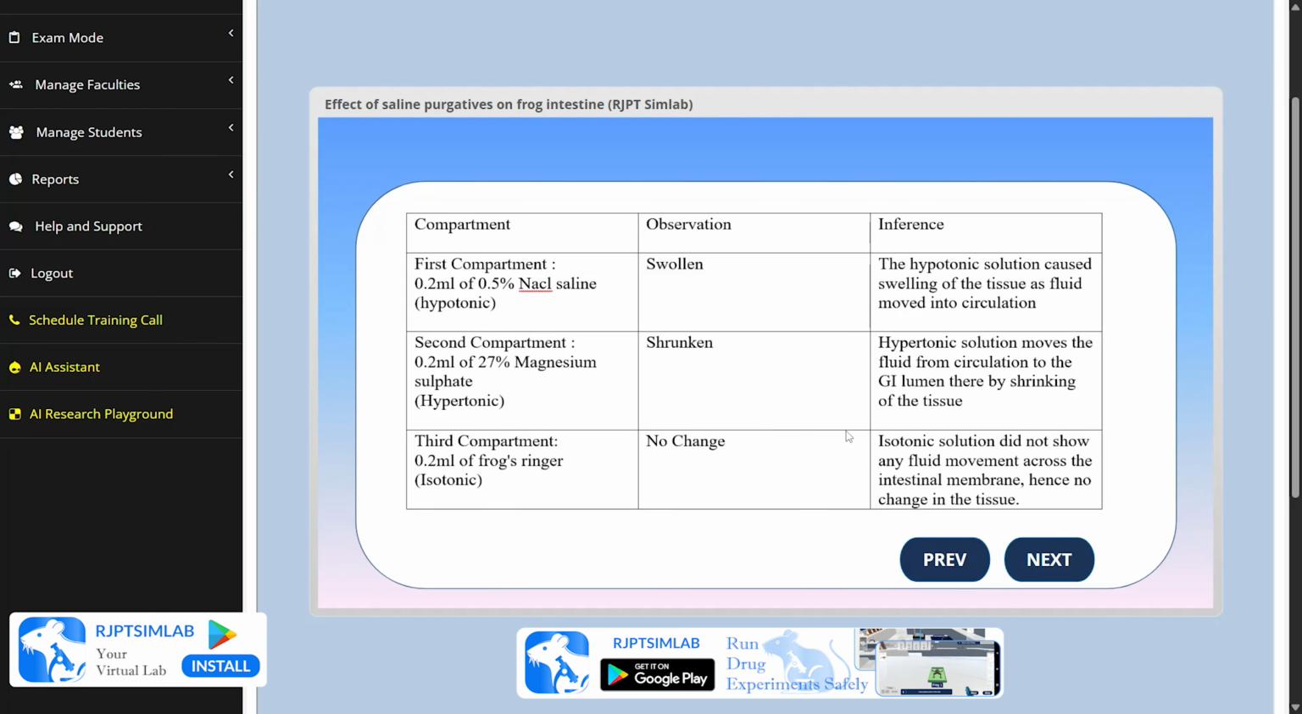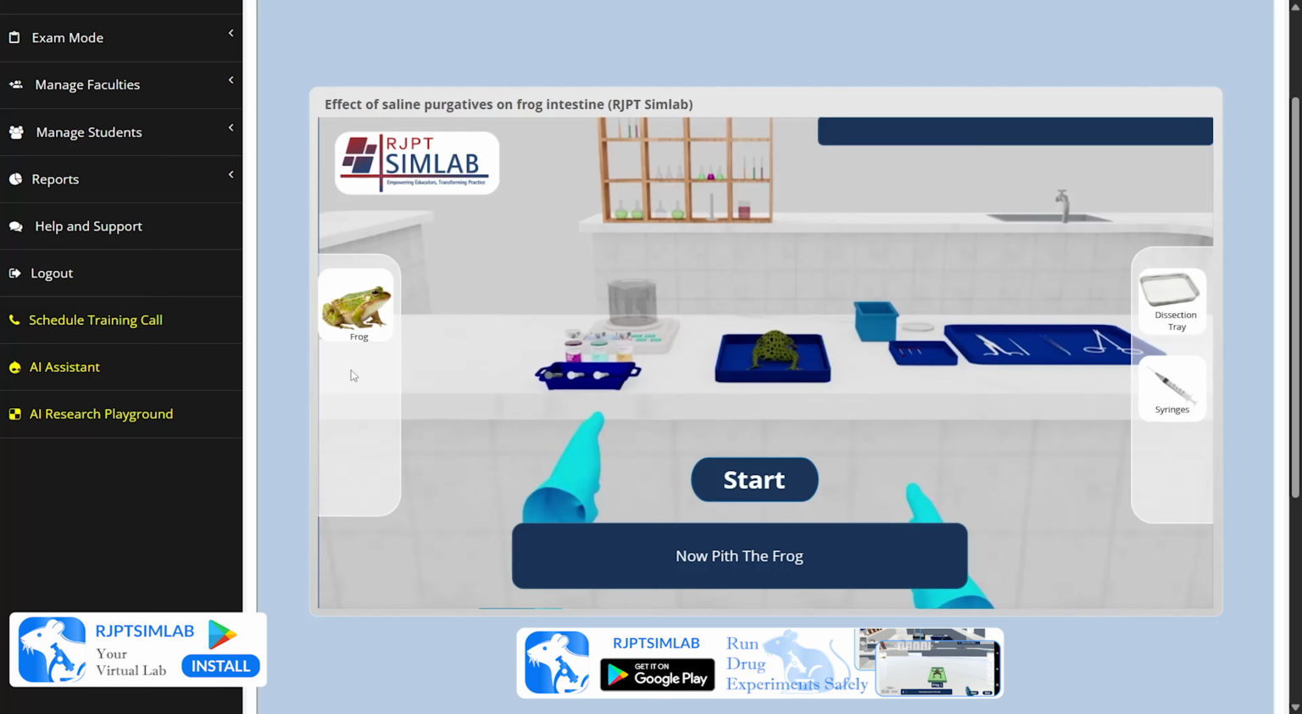This is the observation table of this experiment. We will discuss it later while performing the experiment. So now, let us perform the experiment. This is the RJPT Simlab simulatory laboratory. On the left side of the toolbar, we can see our animal frog, which we will dissect and open. On the right side of the toolbar, we will see the dissection tray and syringes. The dissection tray is needed for the placement of the frog, and with the help of the syringe, we will inject our purgative drugs. And on the lower part, we will see the instruction part and the start and stop button. So now let us start the experiment.